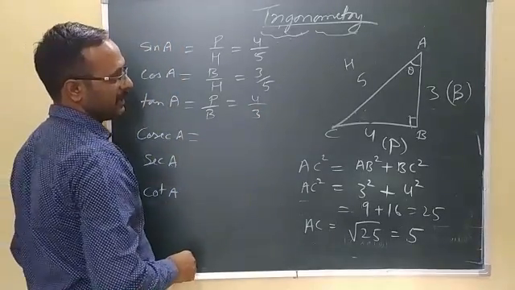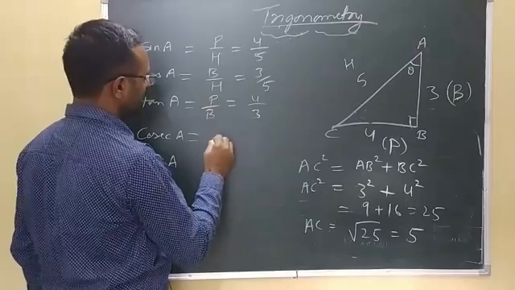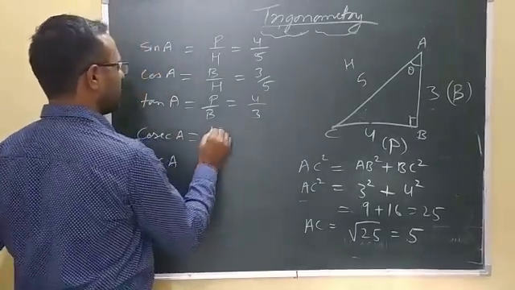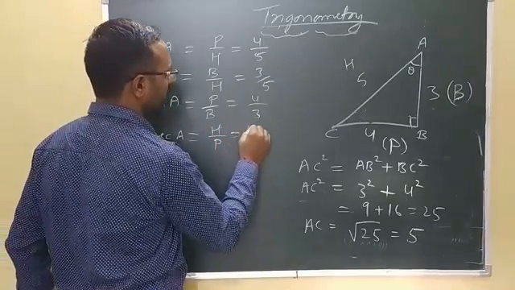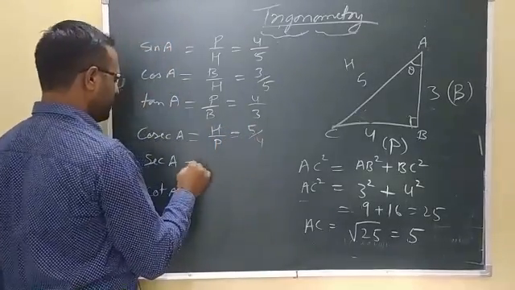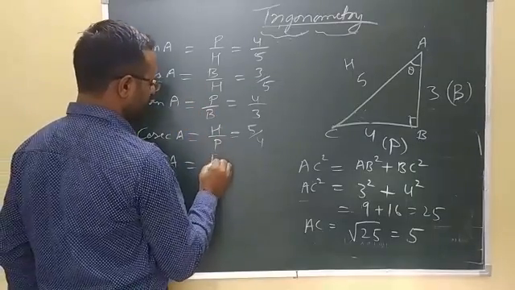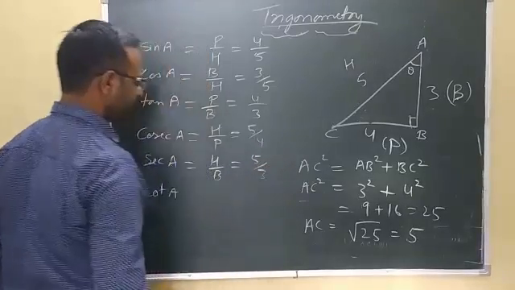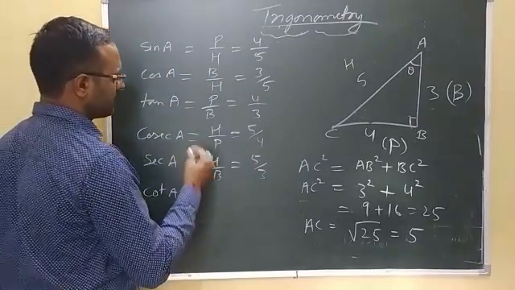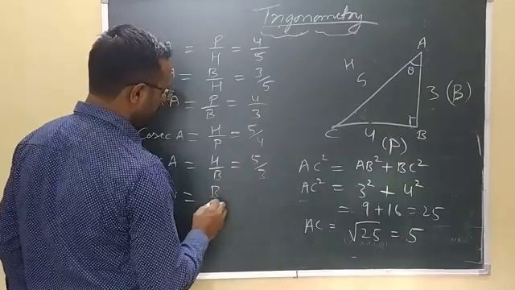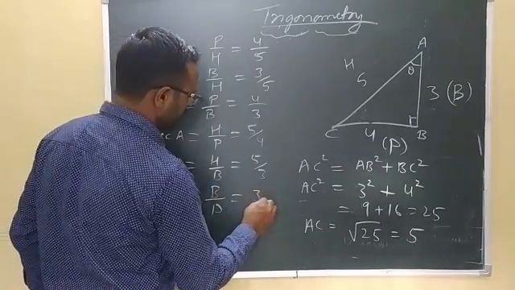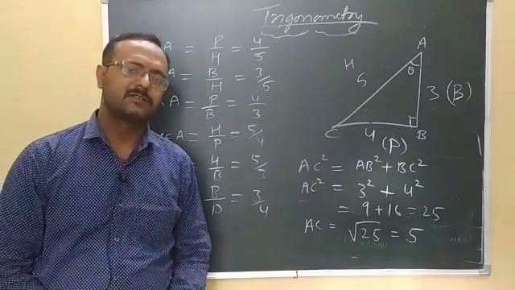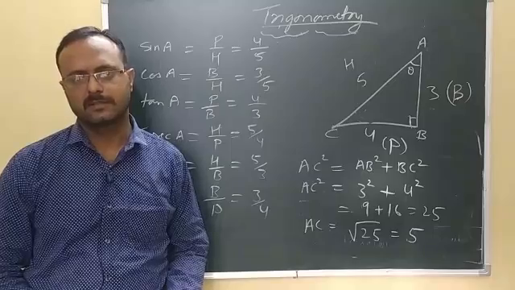And cosec A, it is the inverse of sin A, so it will be H upon P, which is 5 upon 4. Sec A is inverse of cos A, so H upon B, which is equal to 5 upon 3. And cot A is inverse of tan A, so it will be B upon P, which is equal to 3 upon 4. So you can see how easy it is to find all of these answers.